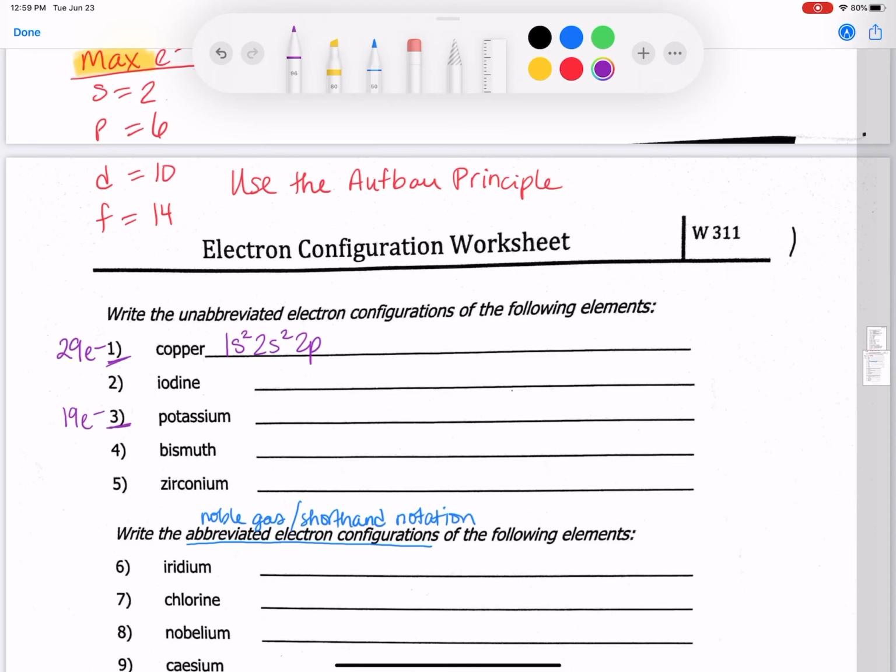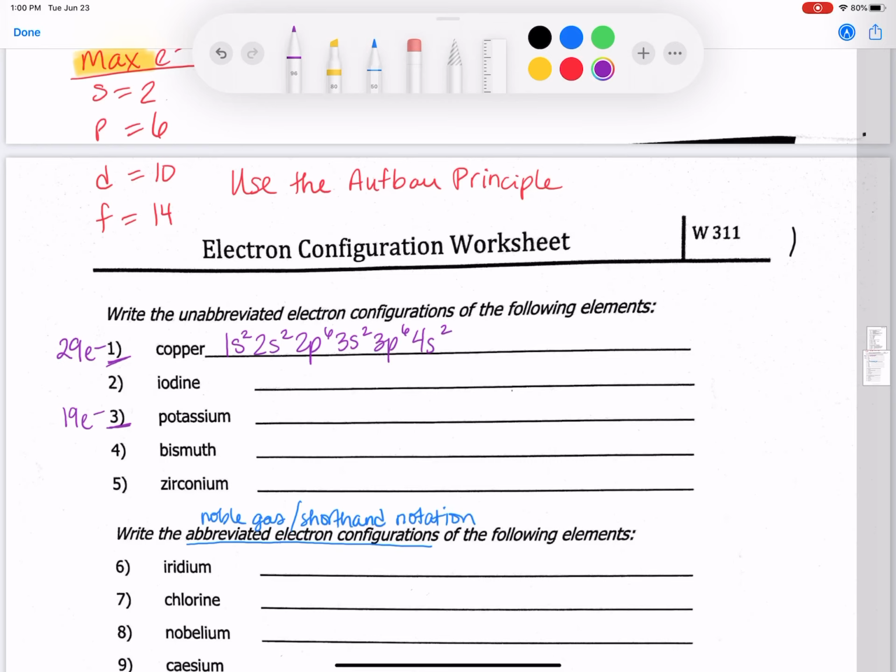P can hold a maximum of 6. I'm going to take all 6 locations. I need 6 electrons in 2p. My next energy level is 3s. I'm going to fill it in all the way, 3s2. I'm going to continue following my Aufbau principle, and I'm going to continue filling it in, so 3p6. Now I can move on to 4s2.